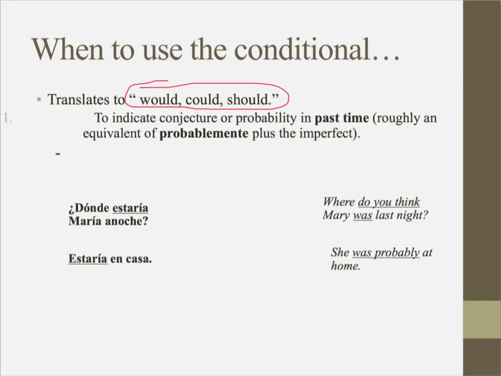So this isn't the only way to say it. This is just a way that you could do it. They also point out that you could use probablemente and the imperfect. So remember, Spanish 3 is all about choices, and we have another choice now about how to say where somebody probably was or what they probably were doing.